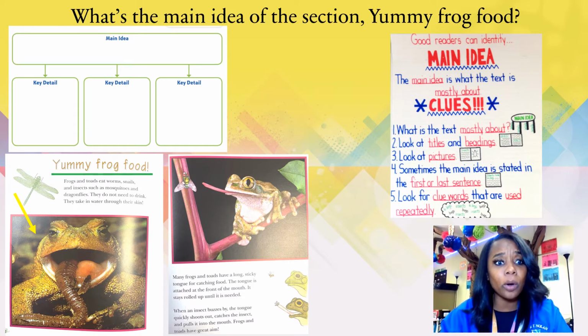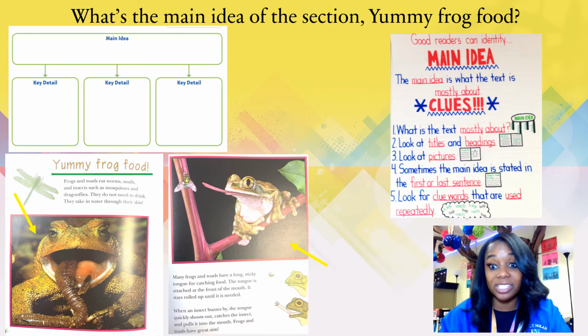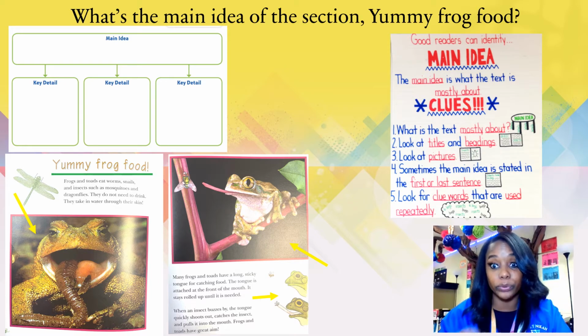This picture is showing me a toad eating a worm. This picture is showing me the frog's tongue and how it's shooting out to capture a fly. And then the last illustrations are pictures or drawings of a frog, how it makes eye contact and shoots his sticky tongue out to catch his food.